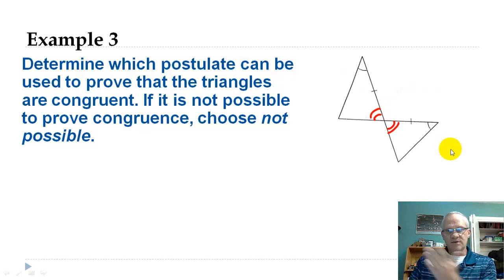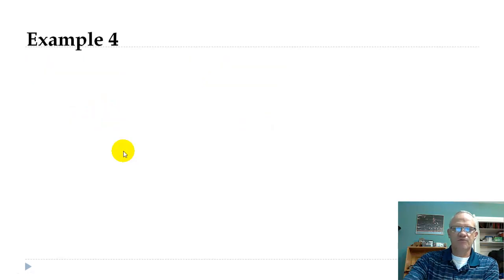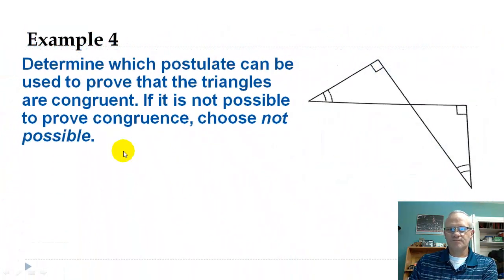And so now take a look at that and go, now can we do something with that? Well, we've got an angle, a side, and an angle. So it goes angle 1, side, angle 2. And here we got what? Angle 1, side, angle 2. That works. We have angle, side, angle congruence. Okay? Hopefully you're starting to get the feel for what to look for. We've got a few more examples though.